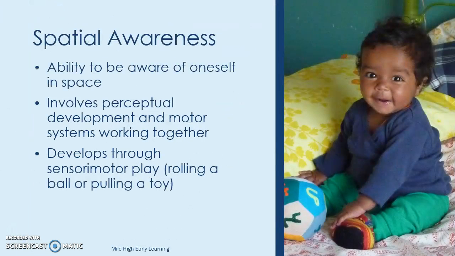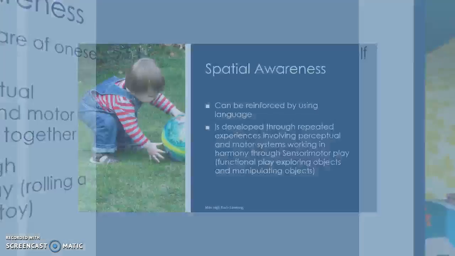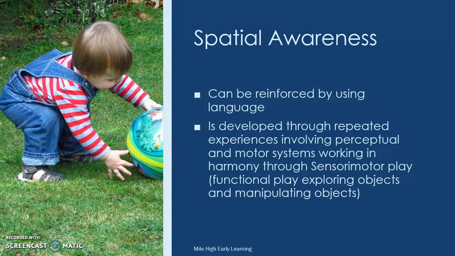So spatial awareness is the ability to be aware of oneself in space, and this involves perceptual development and motor systems working together. One way that you can develop this is through sensory motor play. An example of that is rolling a ball or pulling a toy. You can promote spatial awareness through language, actually, by using things like up, down, over, under, because really you're having those conversations with children anyways.